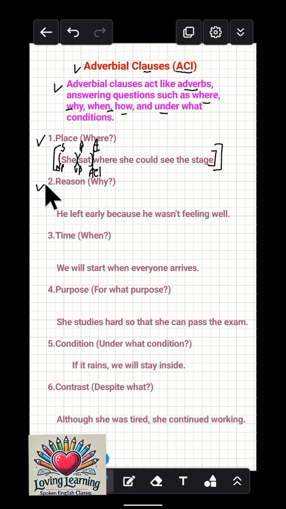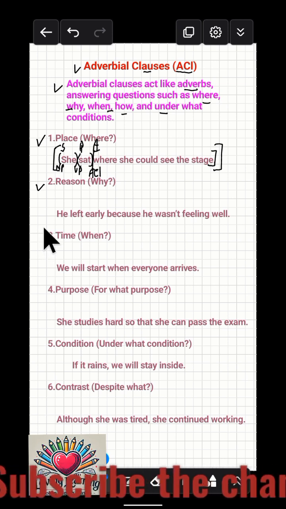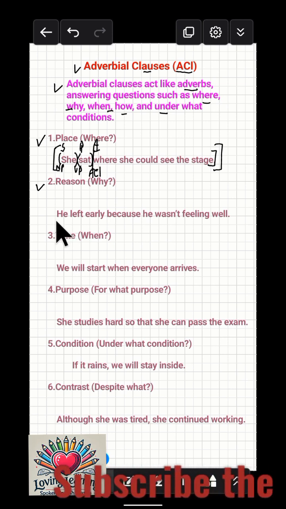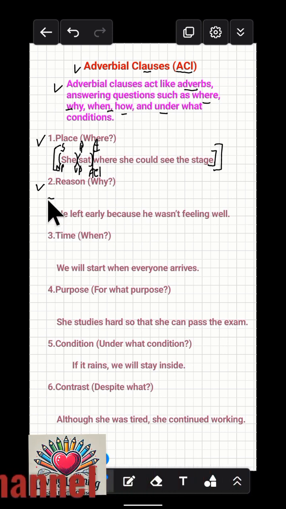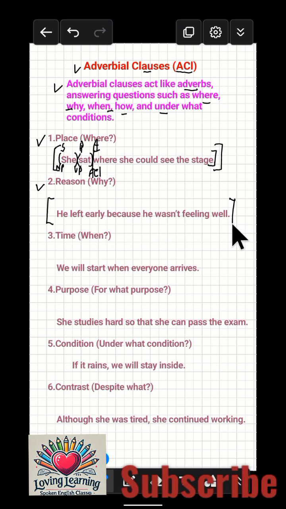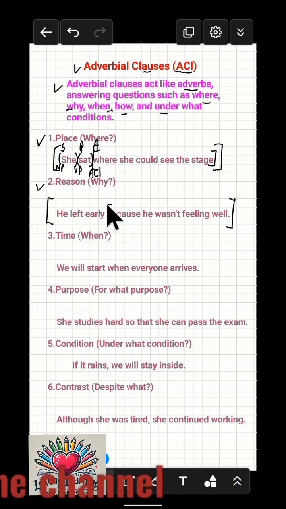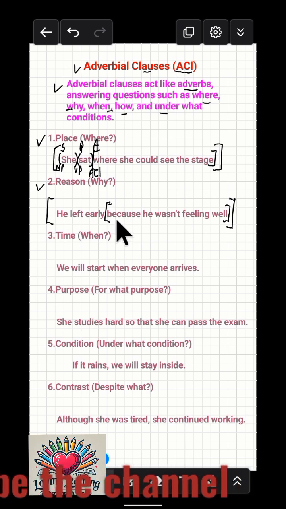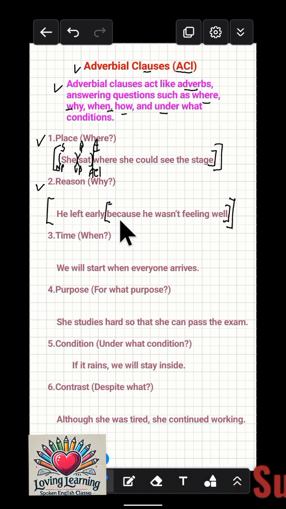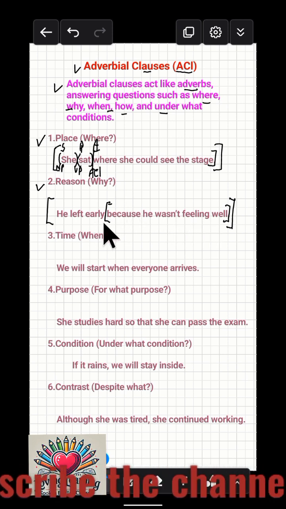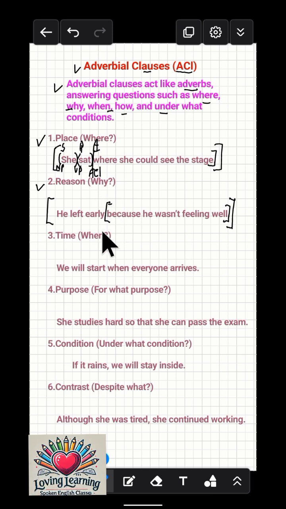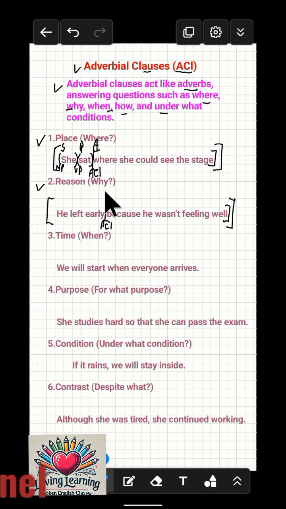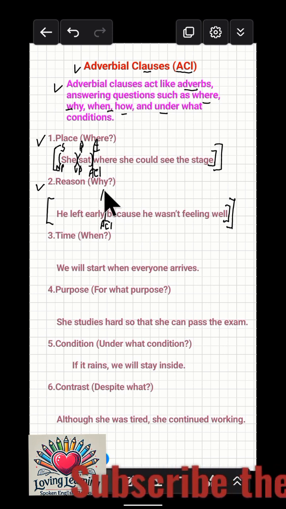The second is reason, why. Let's find the adverbial clause in the second sentence. He left because he wasn't feeling well. Whenever we solve this kind of example, we give the square bracket first, then find the subordinate clause. As it is a reason, here you can see because is the subordinate conjunction, and this is the subordinate clause telling us the reason. That's why this one is ACL, adverbial clause.